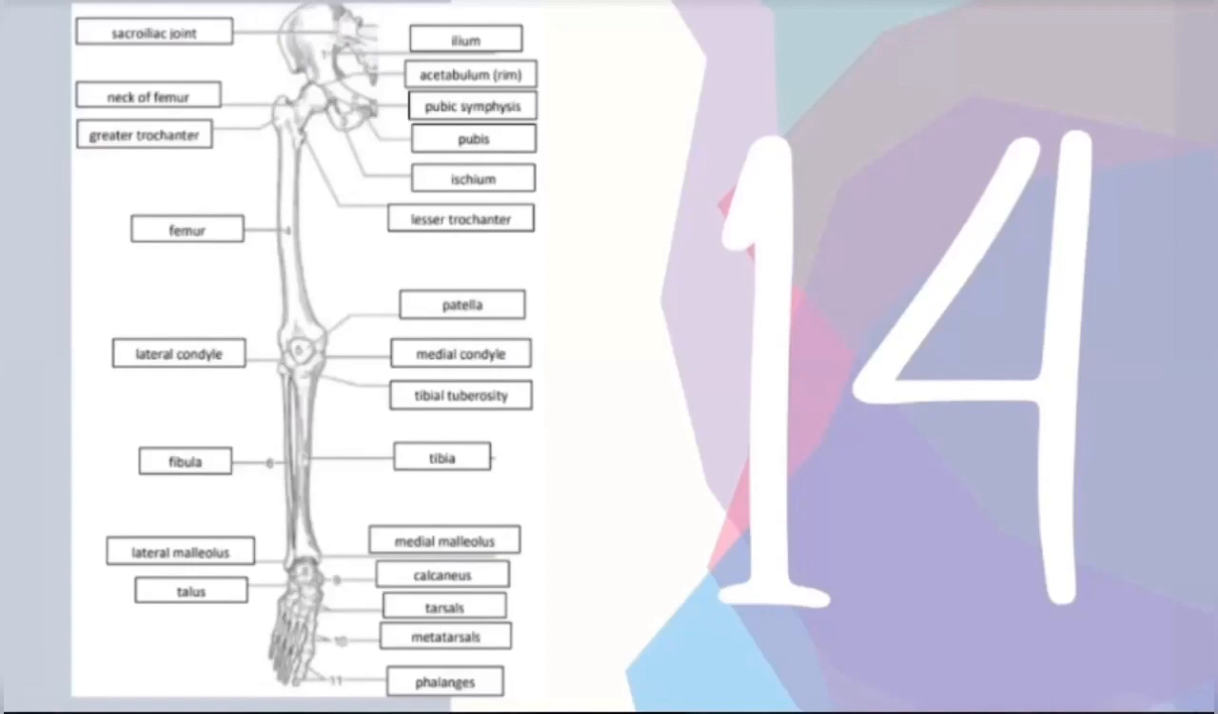Next is the phalanges. Phalanges are comprised of the proximal, middle, and distal groups. The proximal bones are located just below the knuckle, while the middle bones are located above the knuckle.